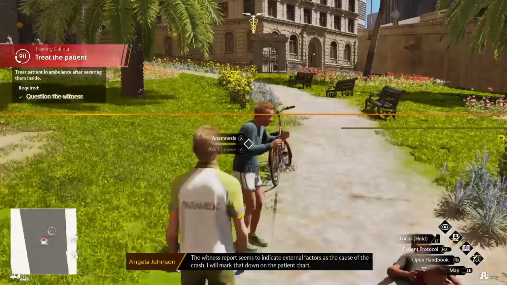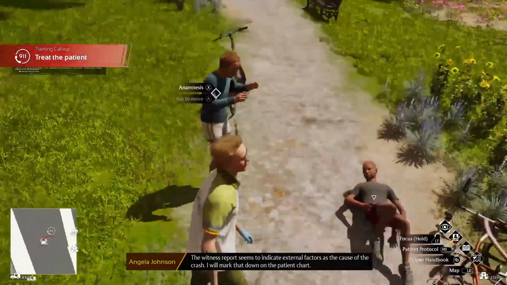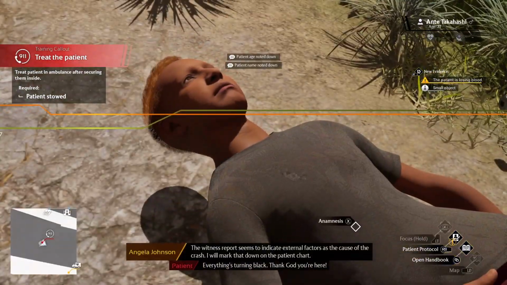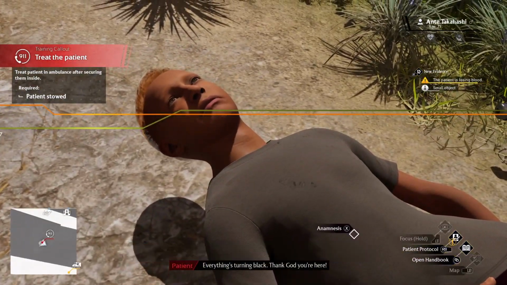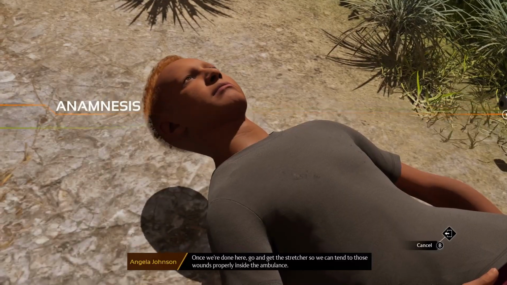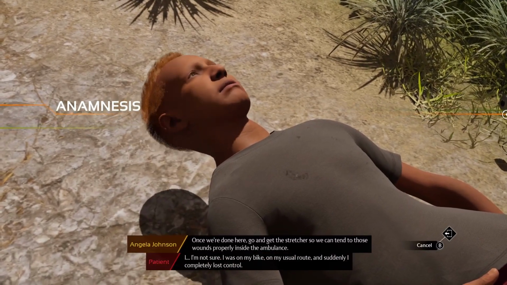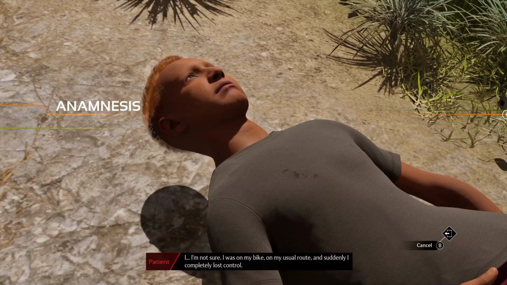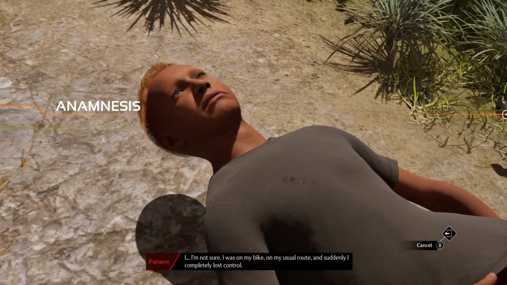The witness report seems to indicate external factors as the cause of the crash. I will mark that down on the patient chart. Everything's turning black. Thank God you're here. Once we're done here, go and get the stretcher so we can tend to his wounds properly. I'm not sure. I was on my bike on my usual route, and suddenly I completely lost control.